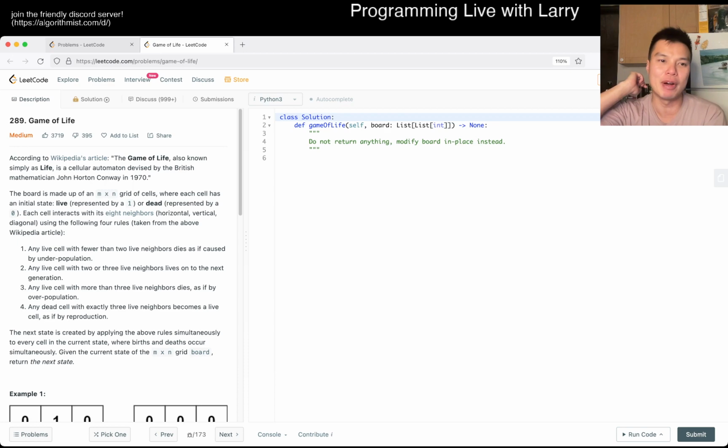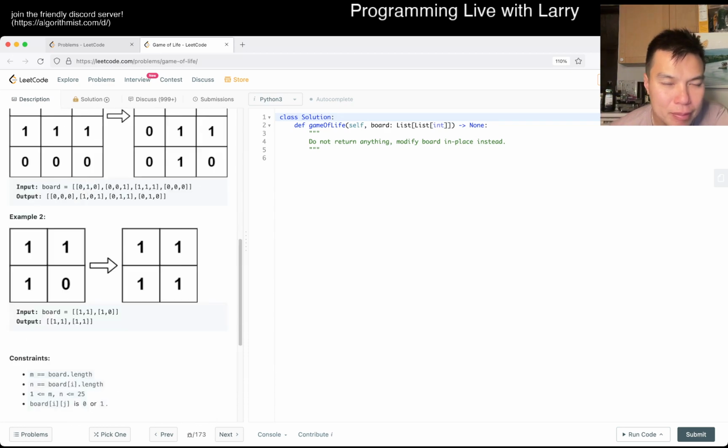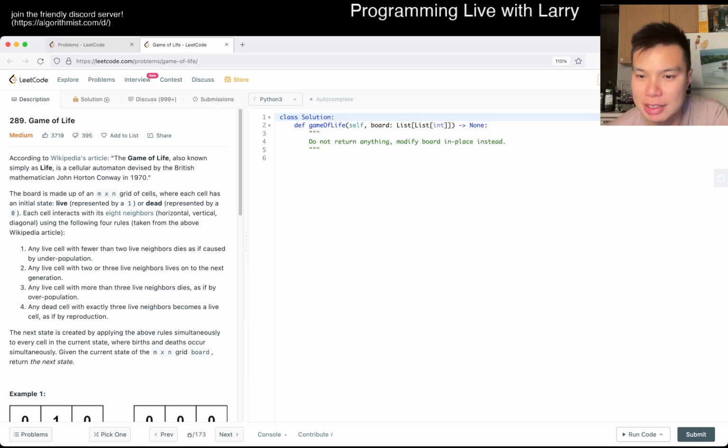Today's poem is Game of Life. I guess Game of Life is pretty standard, so let's take a while to see how everyone else is doing.